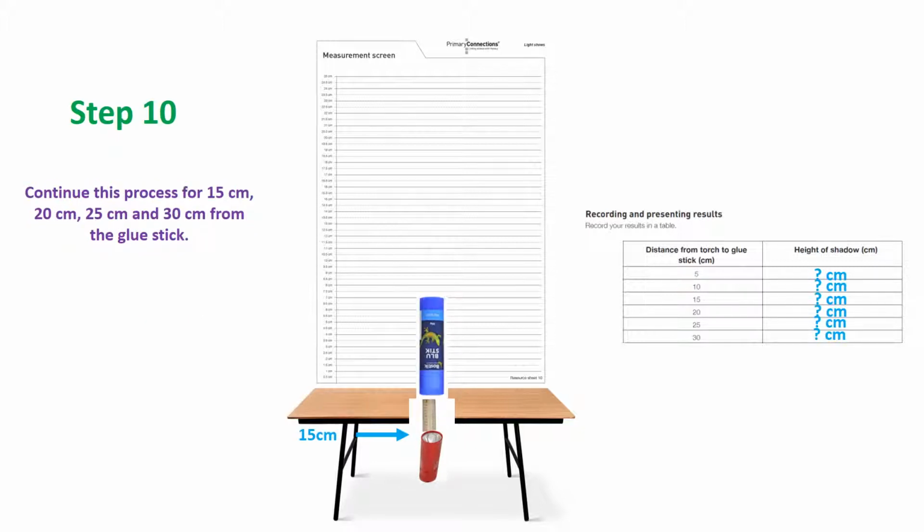Alright, and now you know exactly what to do. You just need to keep on going, moving your torch back 5 centimeters more each time and writing down the height of your shadow that you measure on your record sheet. And be really interested to see whether your shadow grows bigger or grows smaller or just stays the same.